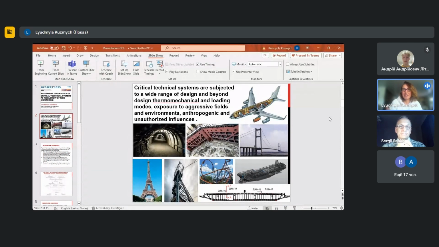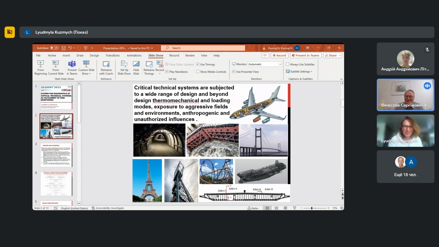And you can see it can be used in hydrotechnical structures, in nuclear objects, in aviation technologies, and even for entertainment objects. I see. Your main customers can be Ministry of Emergency Situations or something else.